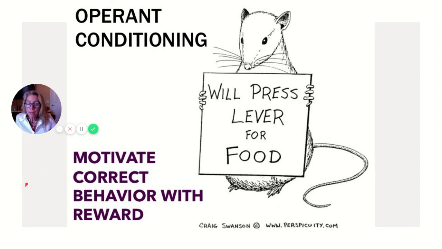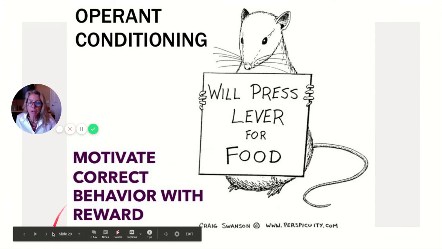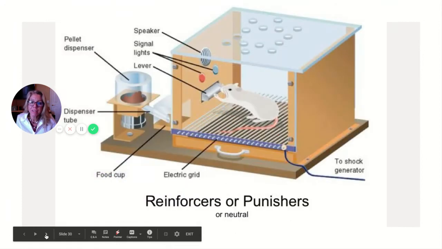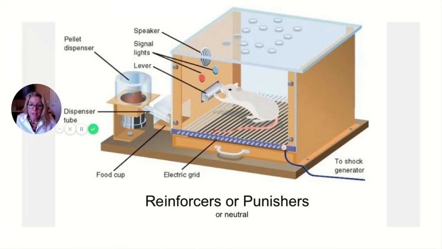So when we look at that, you talk about Skinner, and the reason why there's a rat here, will press for food, is because Skinner made what's called a Skinner box. And in this box right here, okay, this is terrible. This little lever right here will release food, and then these wires right here, if they do the wrong thing, that's the stick, that's the shock. He would get a shock.